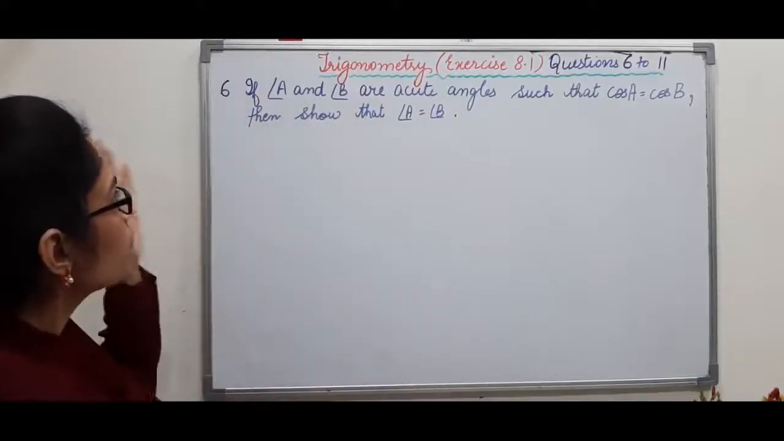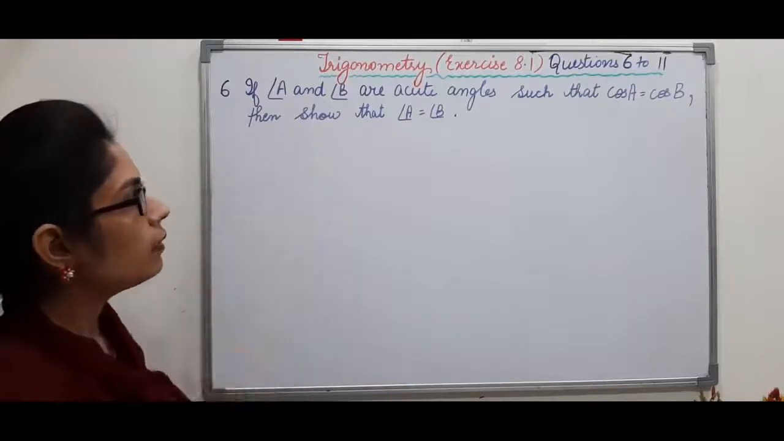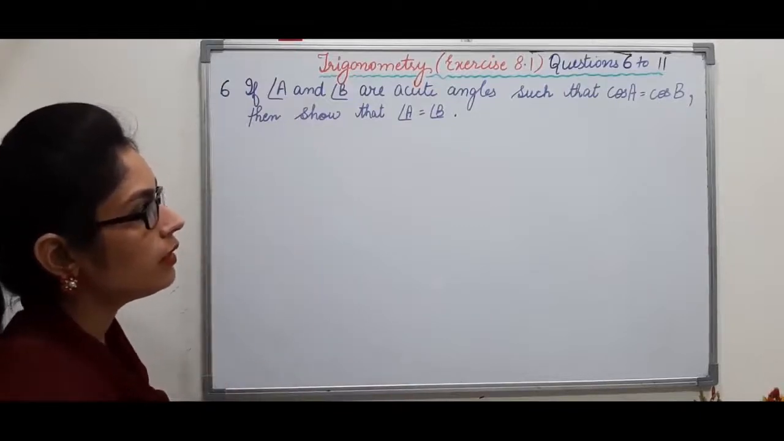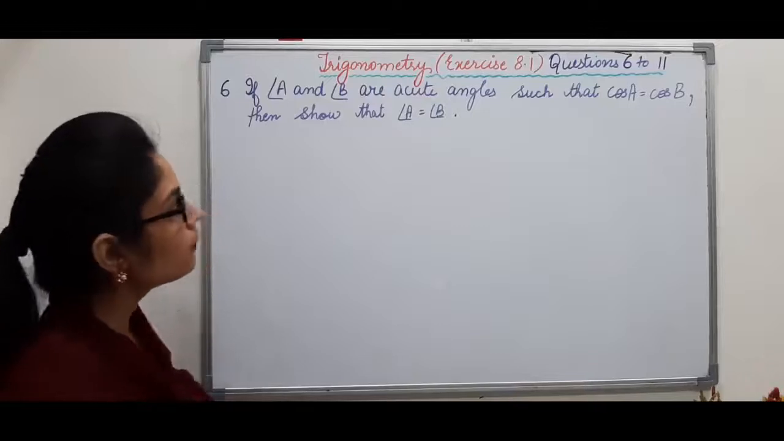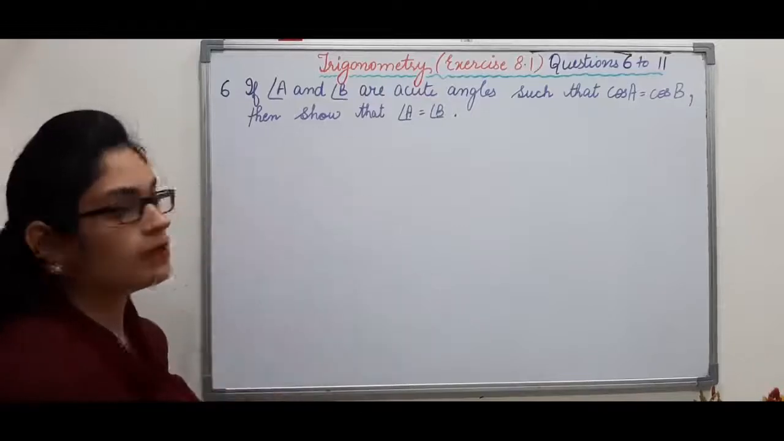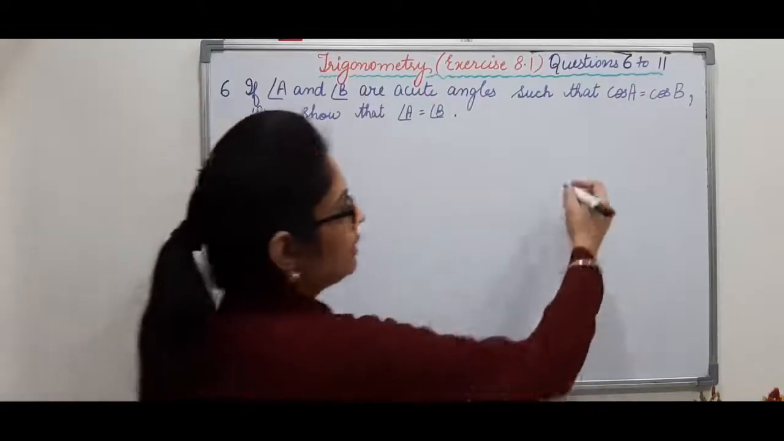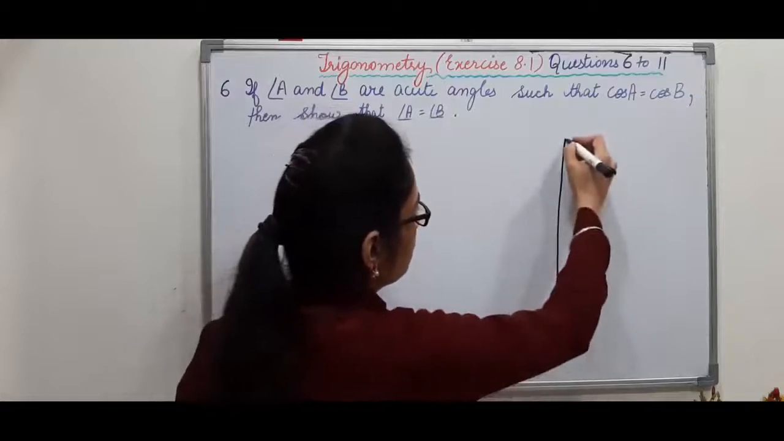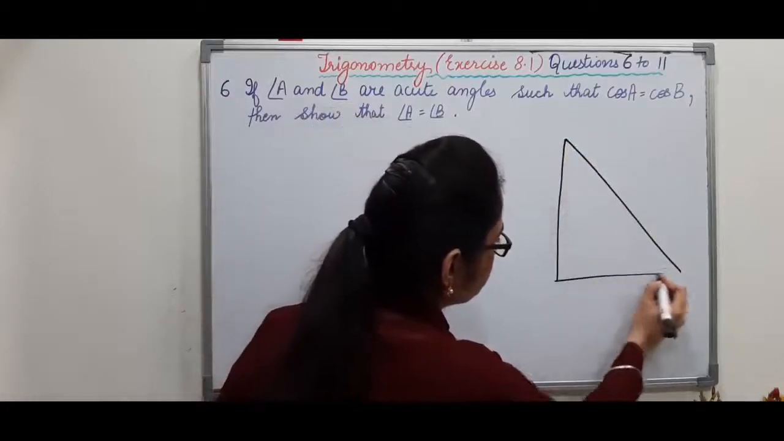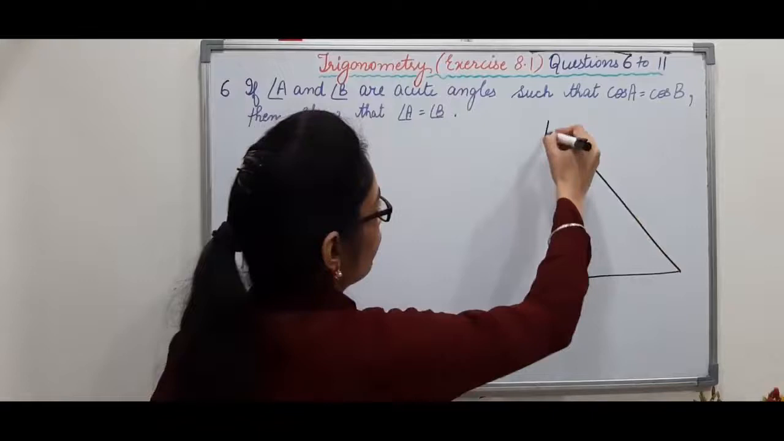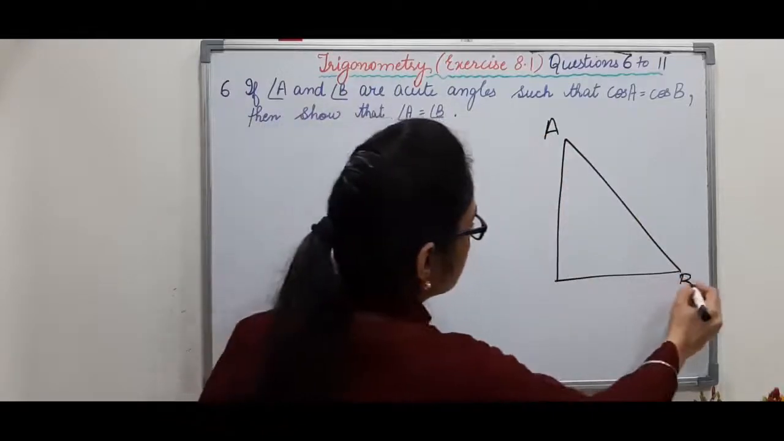So it's given, if angle A and angle B are acute angles such that cos A is equal to cos B, then show that angle A is equal to angle B. So let's start by drawing a figure. So let us draw triangle ABC.